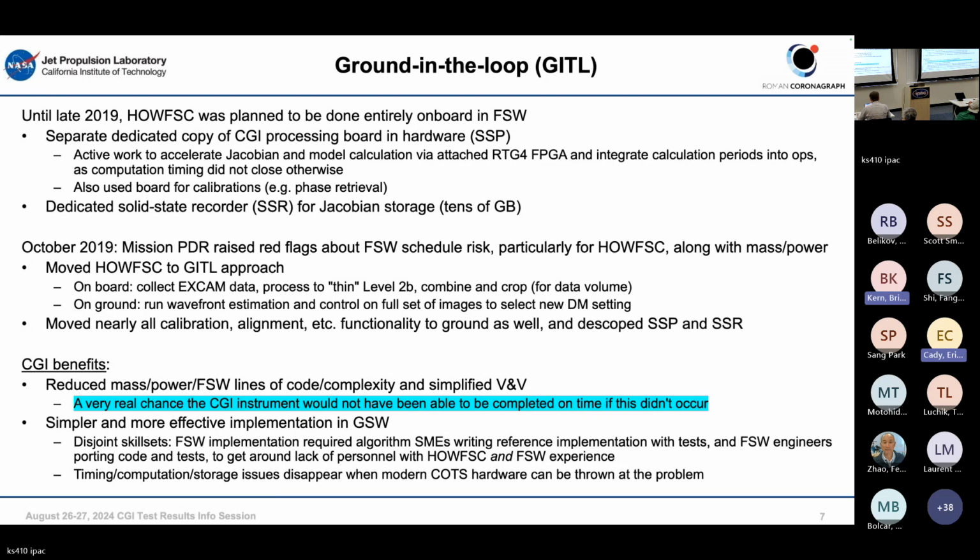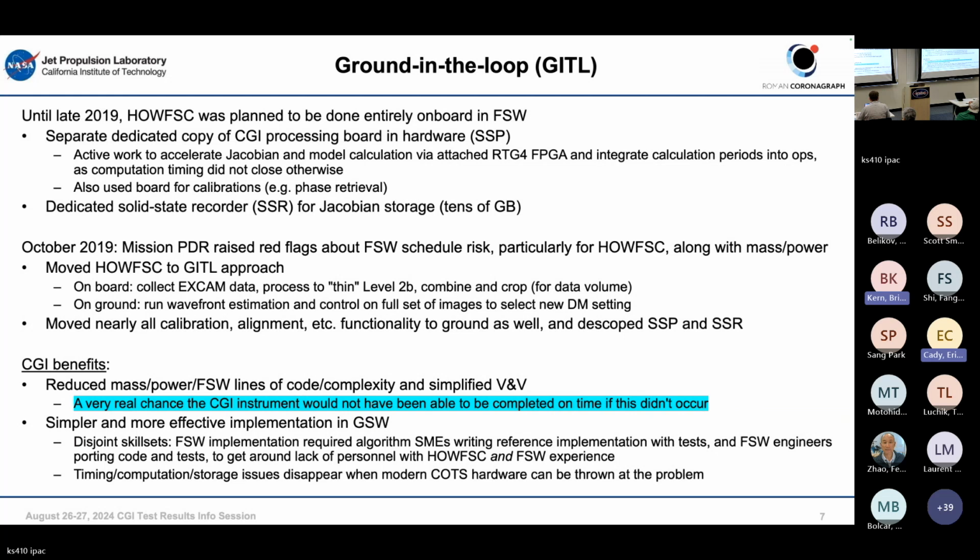There were also concerns about mass and power. Somebody on the associated tiger team, I'm actually not sure who, suggested the GITL. We looked at it, we said, yeah, this could work. And we worked out a way to do this that splits the processing needed for HOFUS between the flight and the ground.